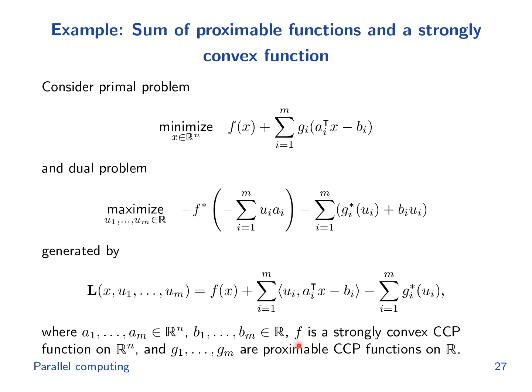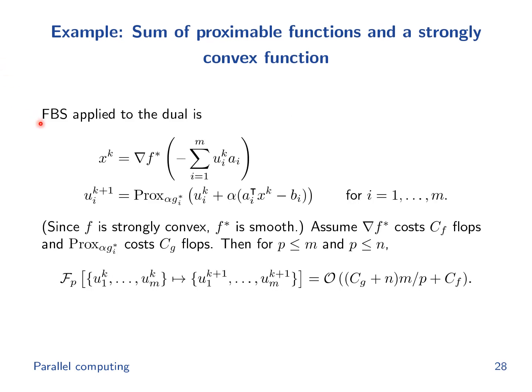Now, if we assume f is strongly convex, then f star is differentiable, is smooth. Therefore, we can take the gradient of this part with respect to u, and then this part is proximable when gi's are proximable. So we can apply forward backward splitting to the dual because the first part of the dual is differentiable. Given uik, we first calculate the sum, which is the weighted sum of ai vectors, and then calculate the gradient of the convex conjugate. Then for each i, we calculate the sum, and then apply prox gi star.